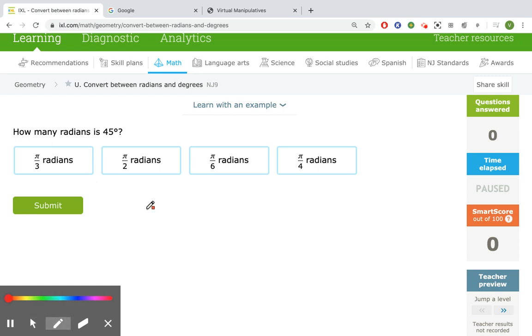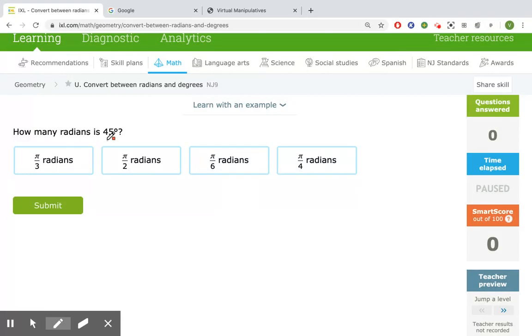Hello, class. I'm going to help you with converting between radians and degrees. Now, you are already familiar with degrees. They're used in angle measures. Radians are used in angle measures too. They involve the radii of circles. But anyway, this is how it goes.